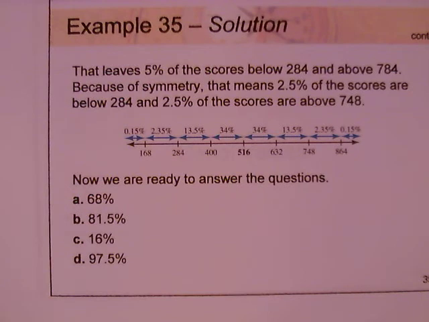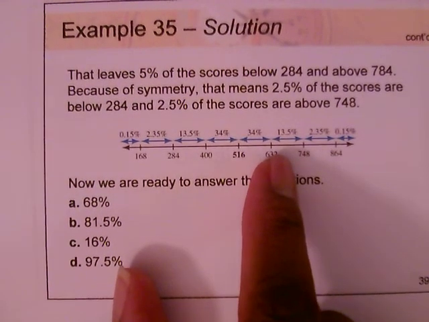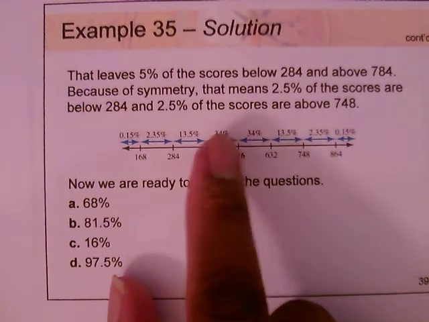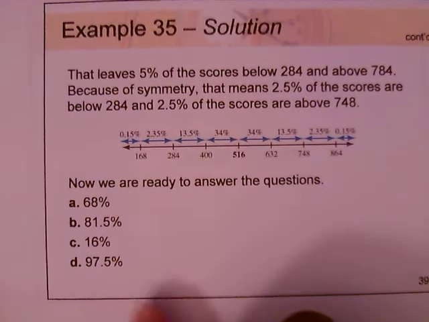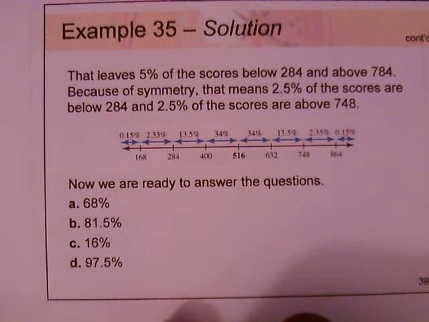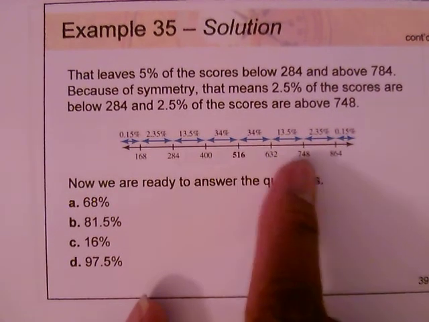Part A asks for the percentage of students with the following scores between 400 and 632. Well, here's 400, and that's 632. Each of these is 34, so 34 plus 34 gives you the 68. And then part B, between 400 and 748. That's these two numbers right here.